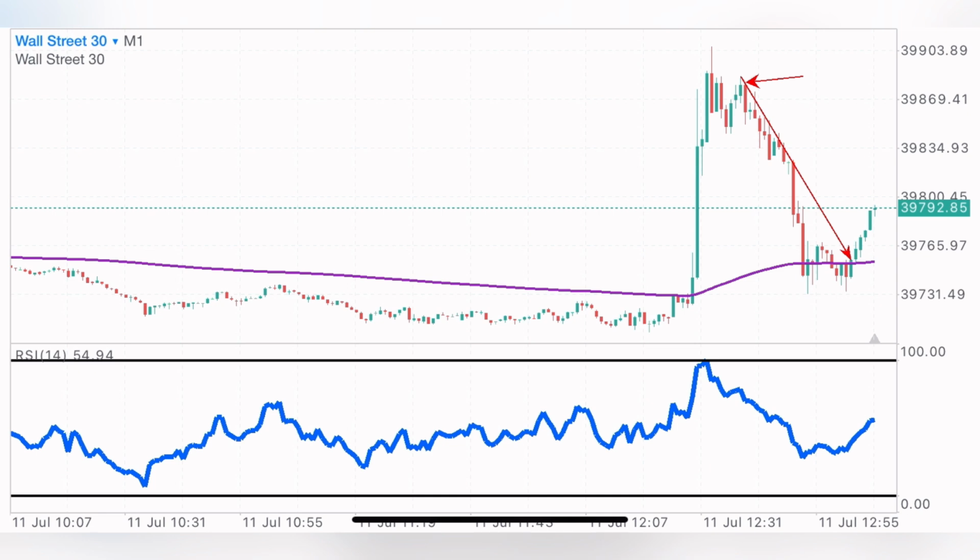So when you're trading this type of market, you want to make sure that you have your emotions in check, so that you don't end up with a losing trade.